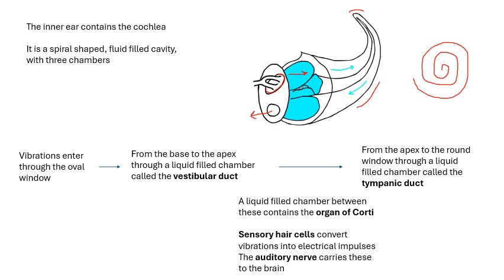There's lots and lots of labels we can put on this. Bear in mind, it's not a biology exam. We don't need to know what all the different parts are called, just the basic gist of it. A liquid filled chamber between these 2 chambers contains something called the organ of Corti. Important as far as we are concerned is that there are little sensory hair cells, and they convert vibrations into electrical impulses, and then lots and lots of nerves come together, and the auditory nerve carries these to the brain.